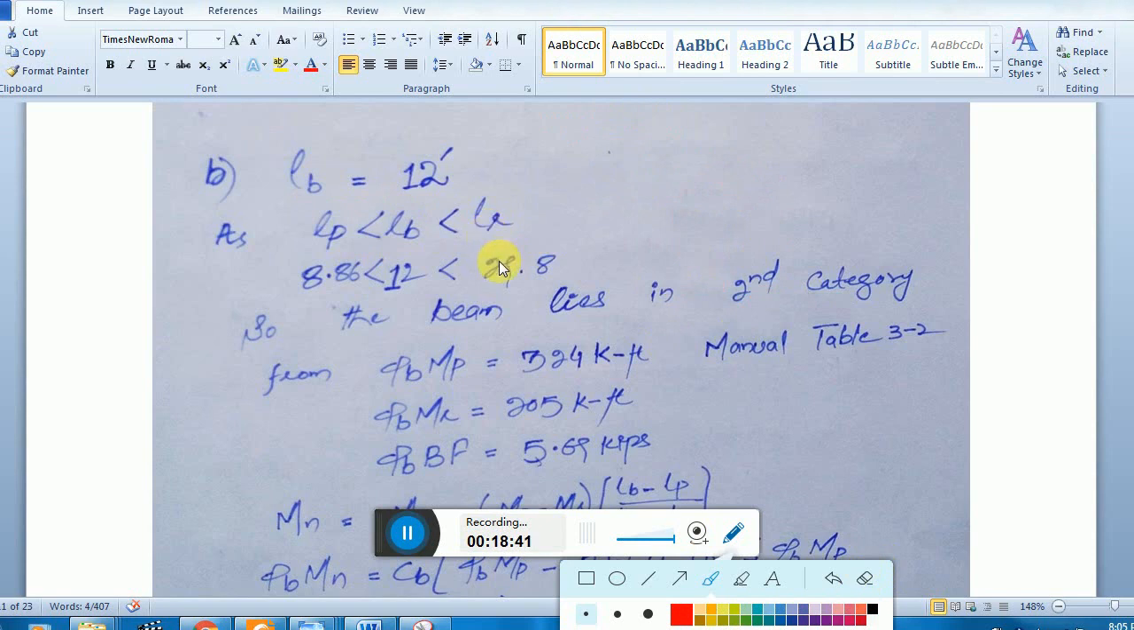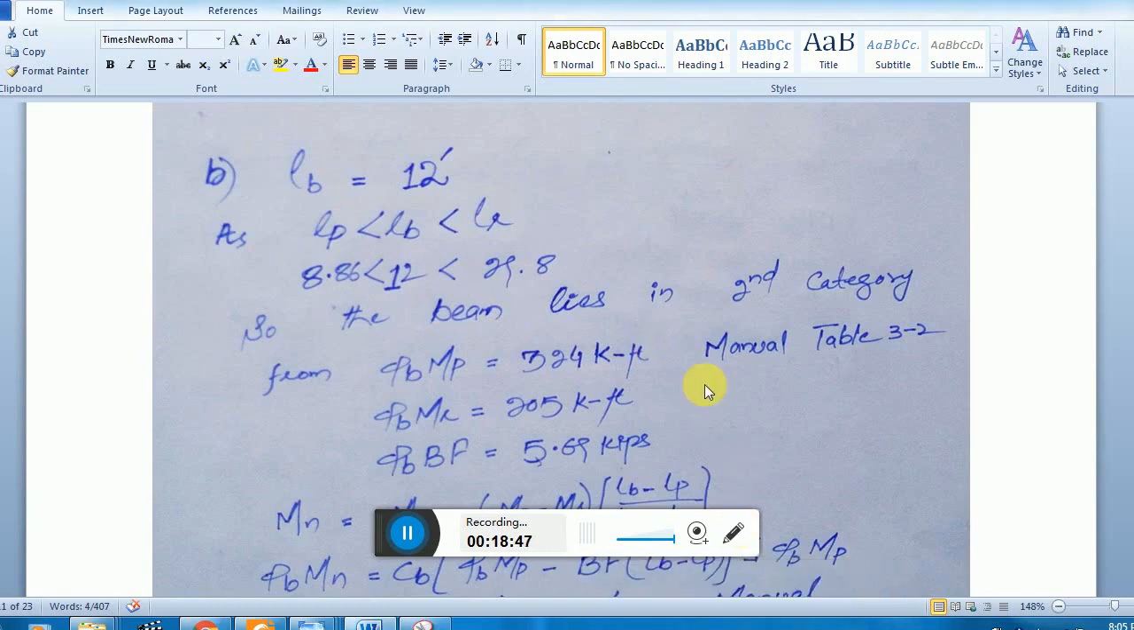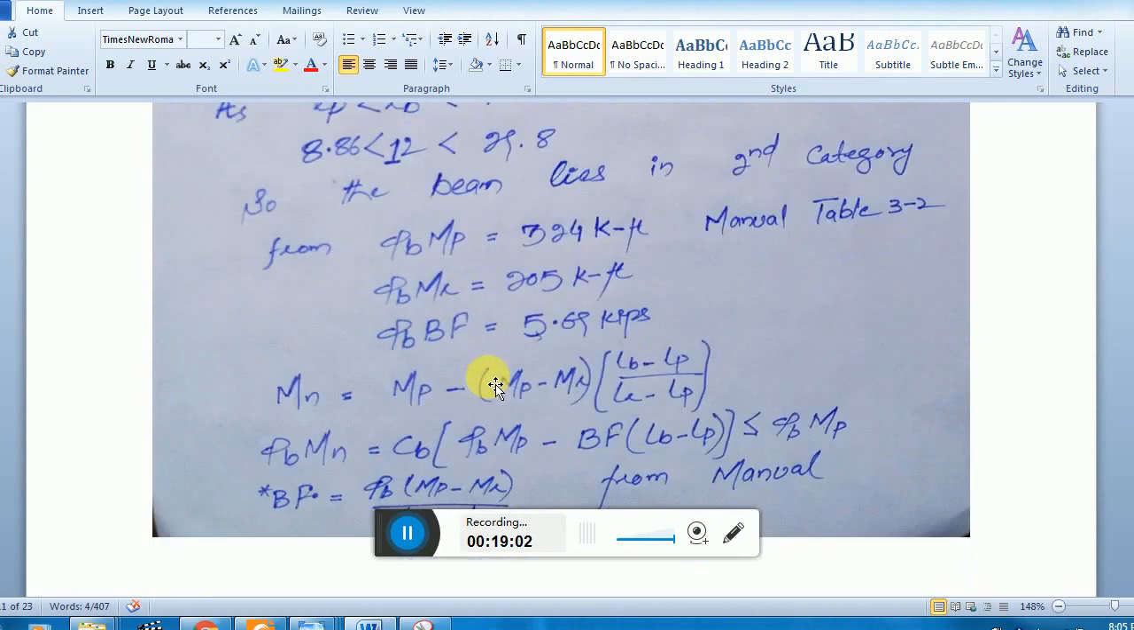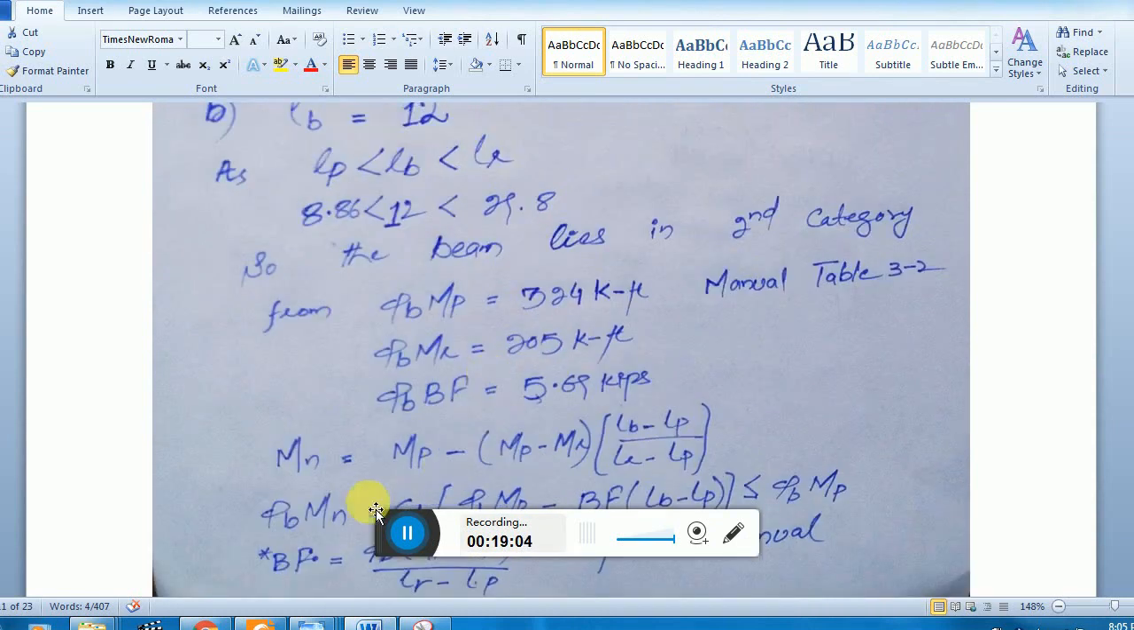So Lb is greater than Lp. The condition is clear, and so the beam lies in the second category. Clear? From phi b Mp 324 feet, manual table 3-2, phi b Mr 205 feet, because when you are in zone 2, you do not use that equation. You have to use this equation. In question number 2, lecture number 2, I used this equation, so I don't want to waste my time on it.